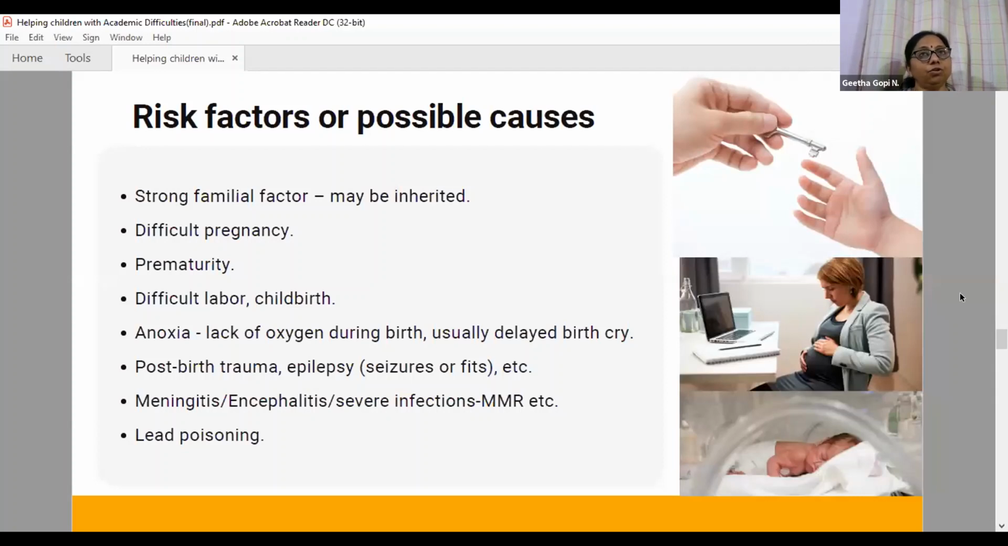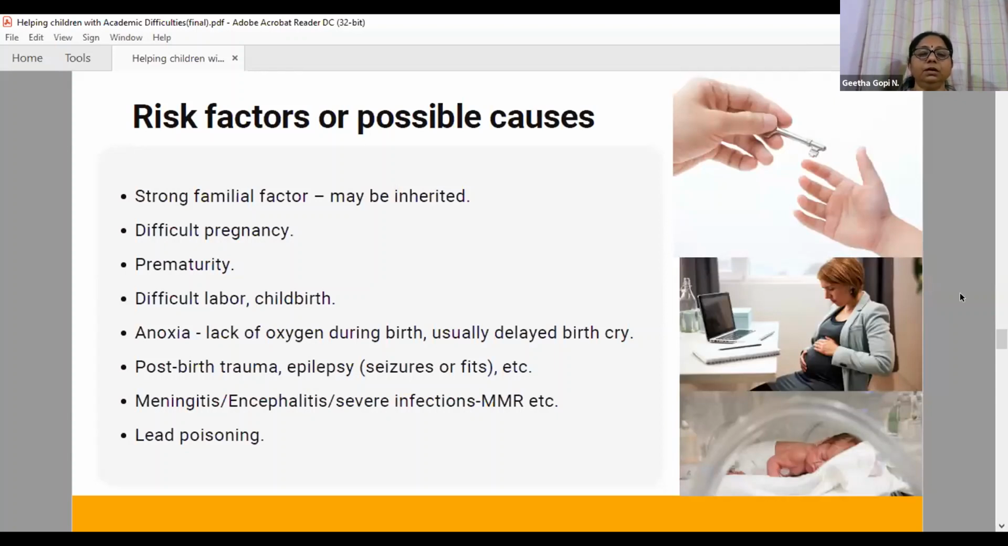Postnatally, there could be trauma, or things like head injury, great emotional trauma, such as the death of a very close relative like a parent, etc. We also hear about a lot of trauma happening in war zones, in children who come from very disadvantaged backgrounds. That can also cause permanent damage, where they may have difficulties in acquiring academics later on.